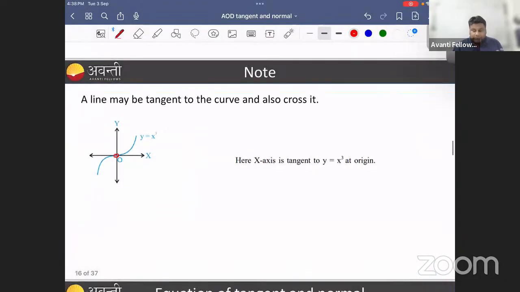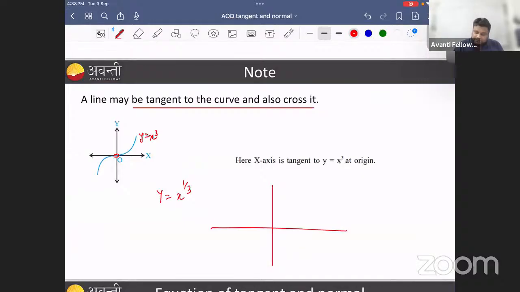Now, sometimes what may happen, a line may be a tangent to the curve and also crossing it. Like this is the example of y equals to x cube. Even the same thing happens with y equals to x to the power 1 by 3. In that case, the graph will be something like this.